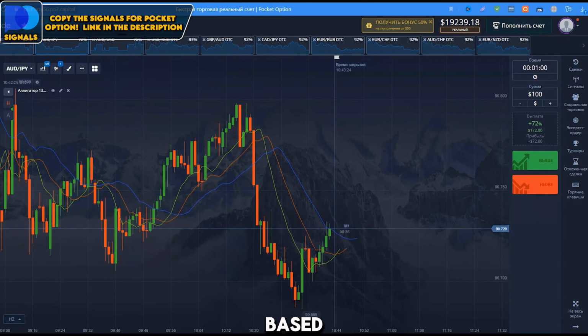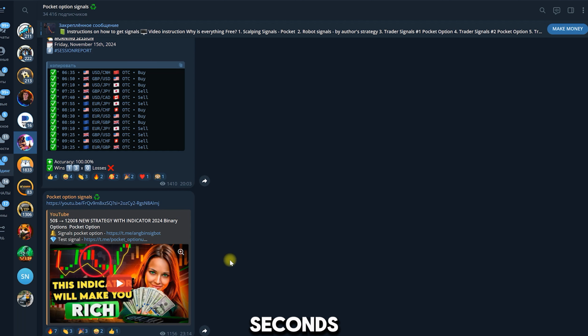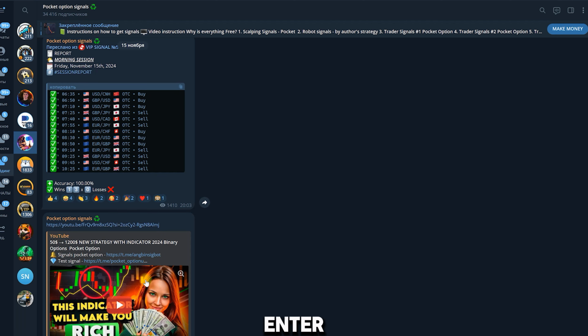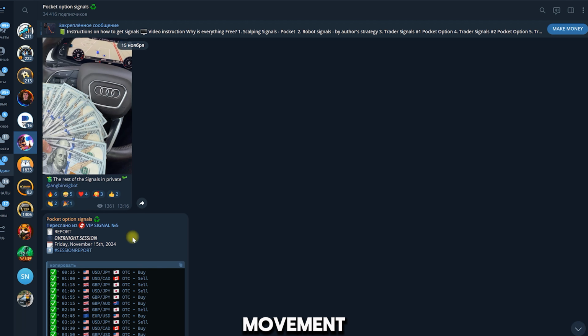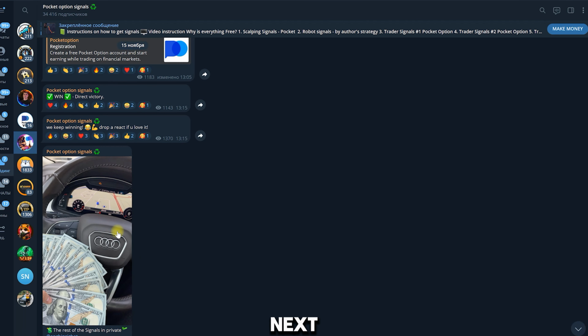From there, it's purely based on the color of the candle. We make trades following the price. That is, we wait for the last seconds. If the trade is in the negative, we enter in a new direction on the new candle. And so on until you catch the desired movement. If it's profitable, we look for the next situation.